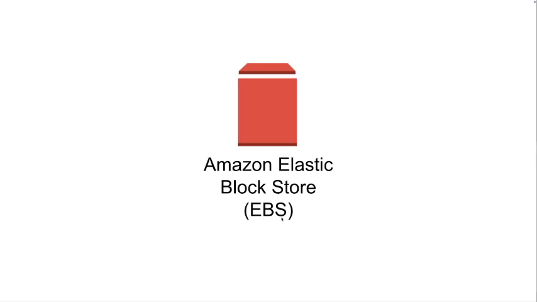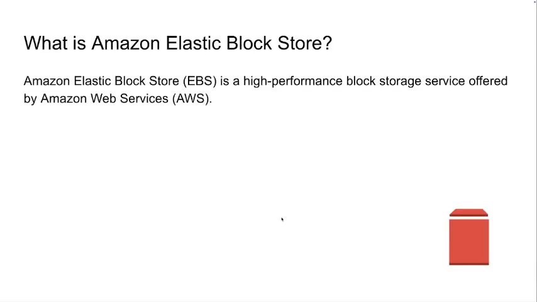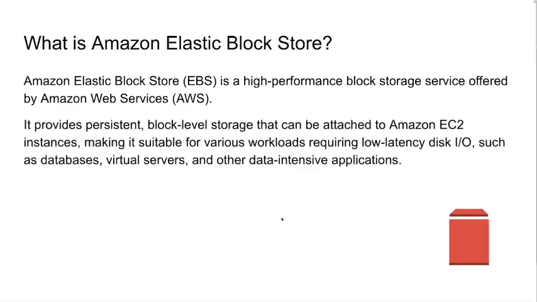Alright, in this lesson we'll be talking about Amazon Elastic Block Store, EBS. What is Amazon Elastic Block Store? This is a high performance block storage service offered by Amazon Web Services. It provides persistent block level storage that can be attached to your EC2 instances, making it suitable for various workloads requiring low latency disk I/O, such as databases, virtual servers, and other data intensive applications.